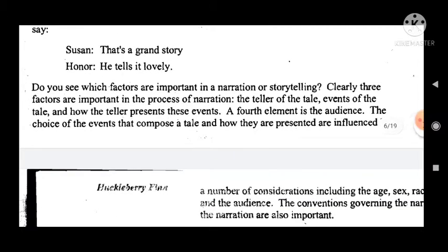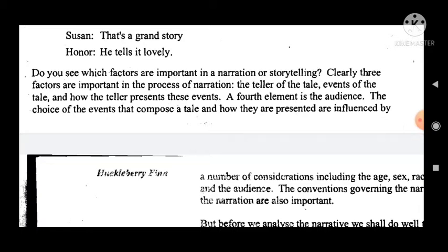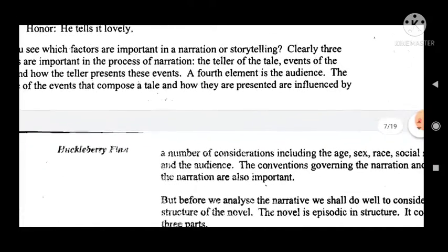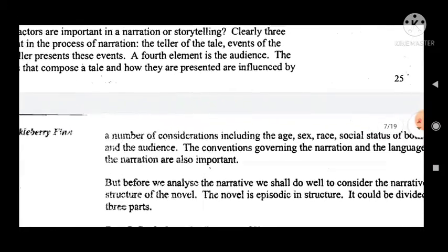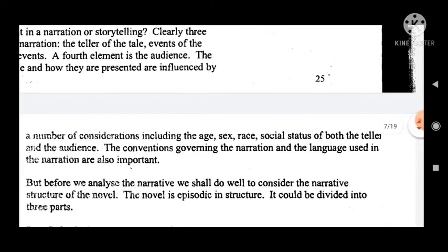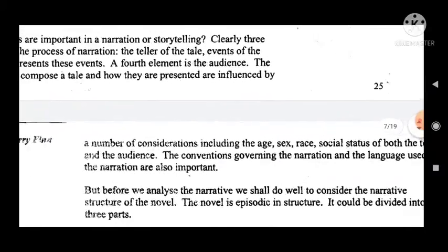Do you see which factors are important in a narration or storytelling? Clearly, three factors are important in the process of narration: the teller of the tale, the events of the tale, and how the teller presents these events. A fourth element is the audience. The choice of the events that compose a tale and how they are presented are influenced by a number of considerations, including age, sex, race, and social status of both the teller and the audience.